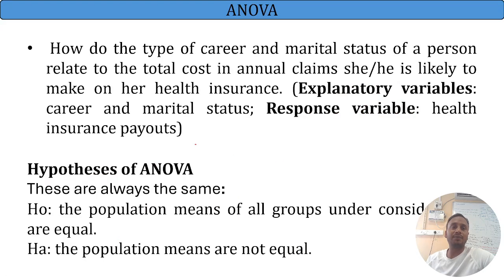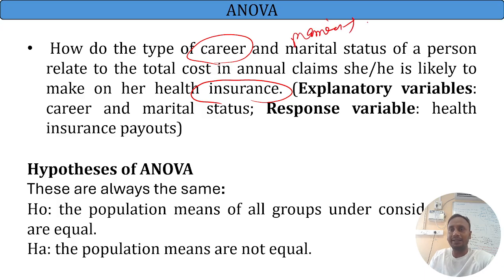Then, how does the type of career and marital status of a person relate to the total cost of the annual claim, say for health insurance? Let's say we have a couple. If someone is a bachelor and has a good career, their premium will be a bit low. If someone has a career and is married, they can get it, but the premium will be a bit higher. It's based upon how much demand and supply.